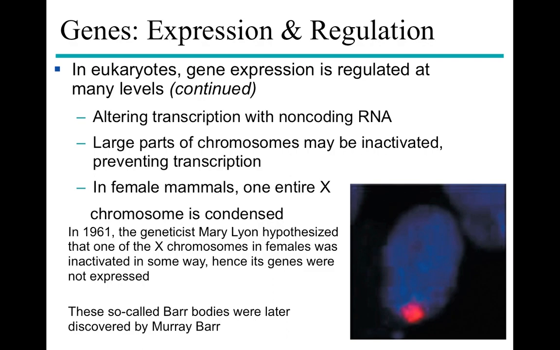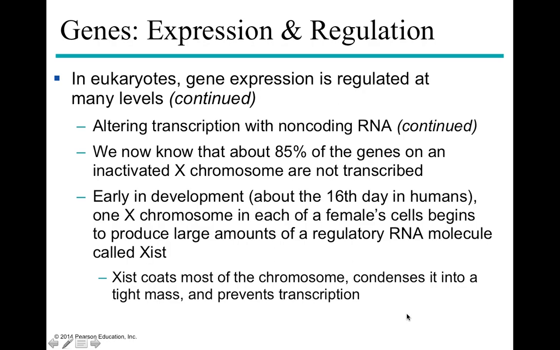Anyway, these are called Barr bodies. They were discovered by Mary Lyon, but as with many things, women don't get their say in science. And so later on, they were discovered by Murray Barr, and he got to name them. So here's a Barr body here. It's a deactivated X chromosome. We know that approximately 85% of the genes on an X chromosome that has been inactivated are not transcribed.